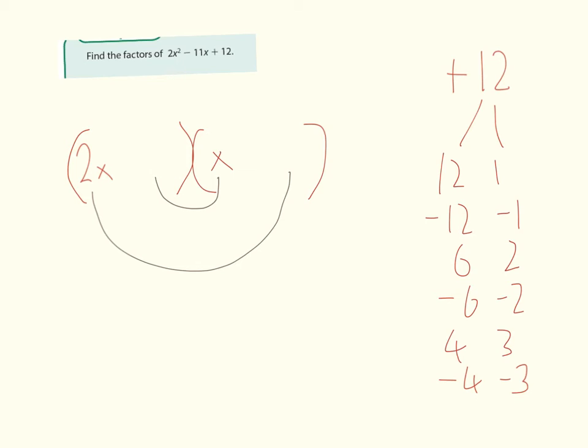We're going to try 6 and 2 now. So again, it's minus 6 and minus 2. Minus 6 times x is minus 6x. 2x times minus 2 is minus 4x. Add them up, I get minus 10x. So no, it's not them. Try it the other way around: minus 2 and minus 6. Minus 2 times x is minus 2x. 2x times minus 6 is minus 12x. They don't add up to minus 11x. So we're going to try the next ones.